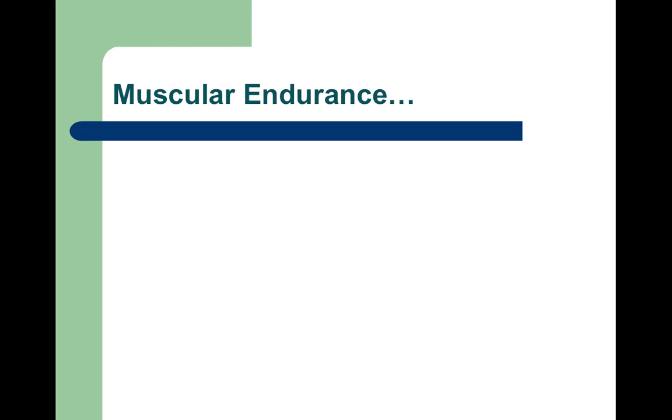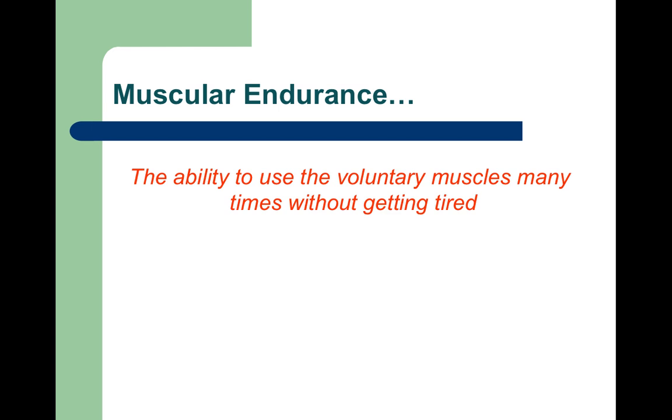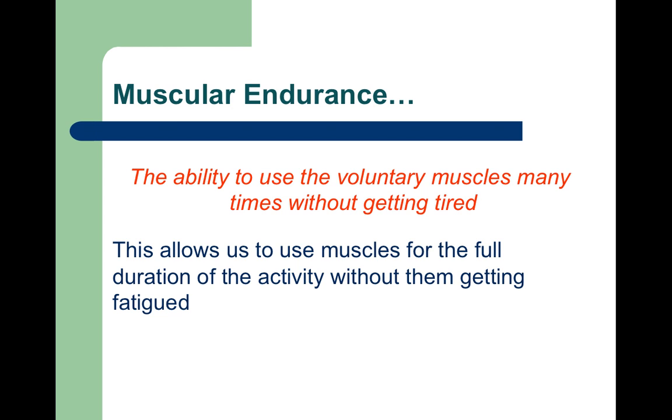Next fitness component then is muscular endurance, and this is the ability to use the voluntary muscles many times without getting tired. When we talk about voluntary muscles, they're referring to all the muscles that we commonly know, like the biceps, triceps, quadriceps, hamstrings. So these are all the muscles that work under our control around the skeleton. This is basically talking about allowing us to use muscles for the full duration of the activity without them getting fatigued. So this is muscles being used repeatedly without getting tired.